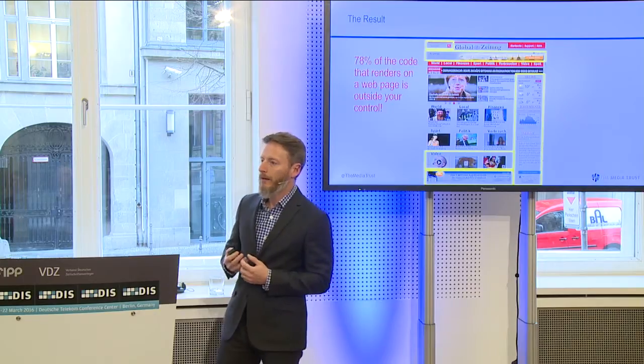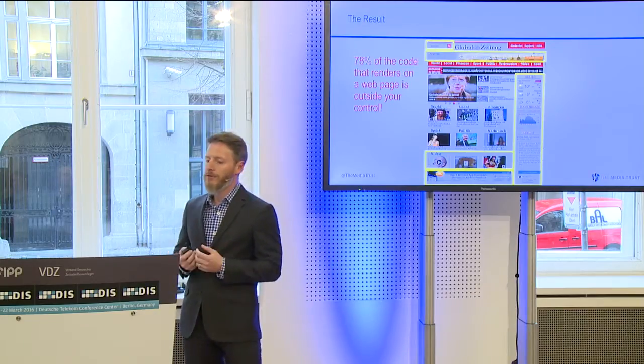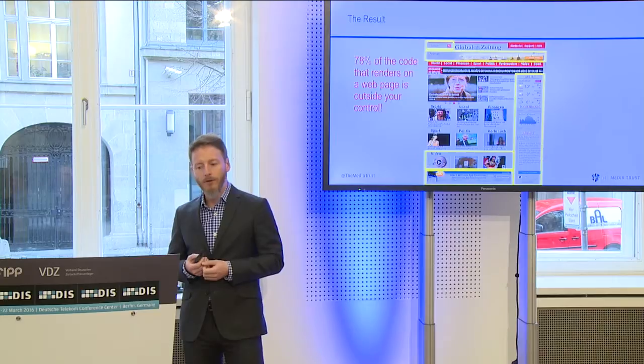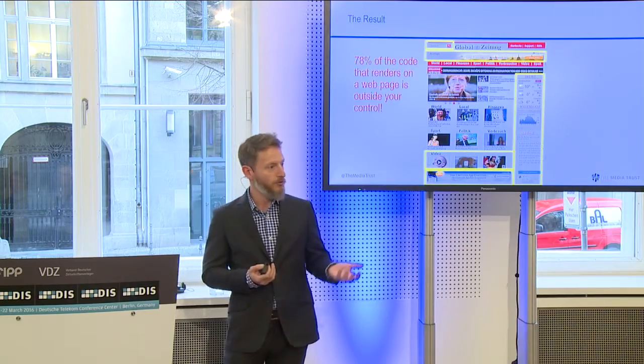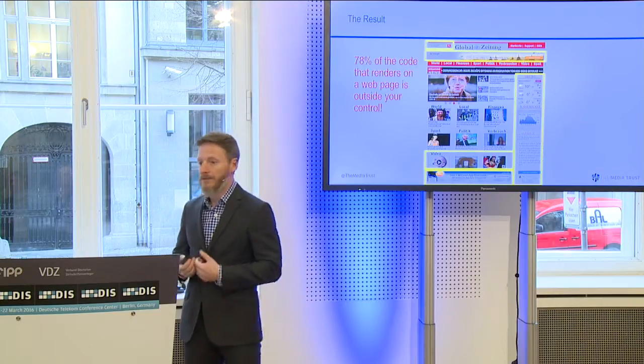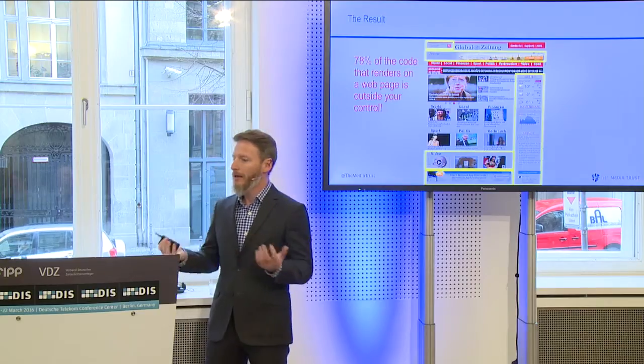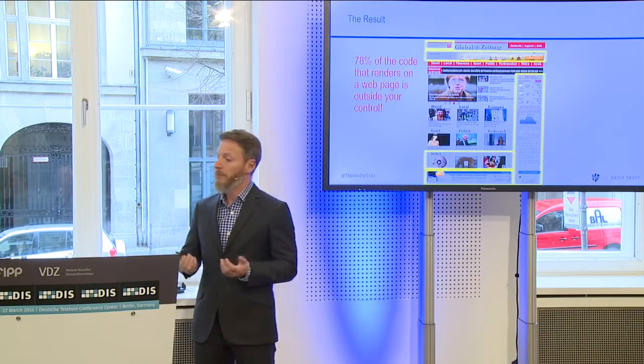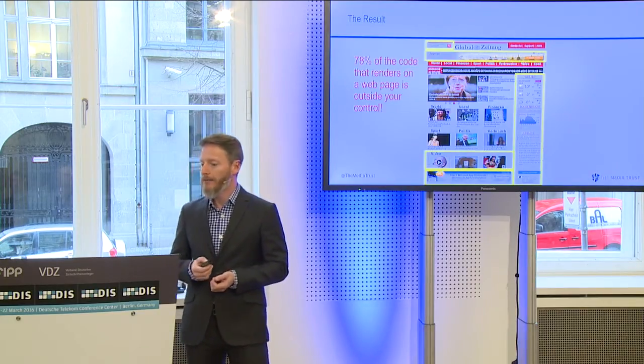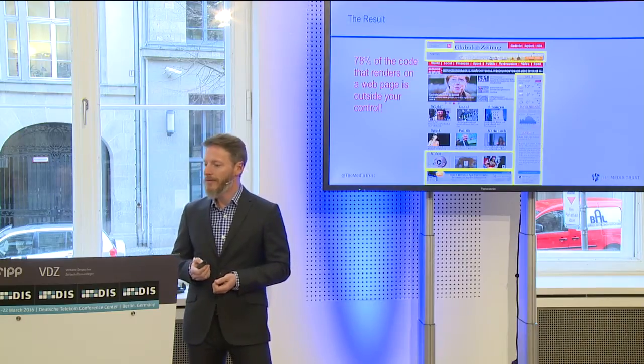And one of the stats that we've observed over time is that roughly 78% of the code on any given page is outside of the publisher's control. They didn't put it there. It was not designed by their CMS, it was not designed by their team. It's essentially unknown visitors doing whatever they might be doing on that site, which I think is a pretty astounding number.